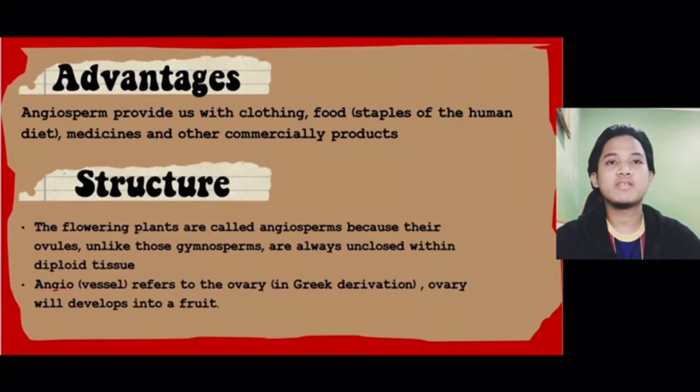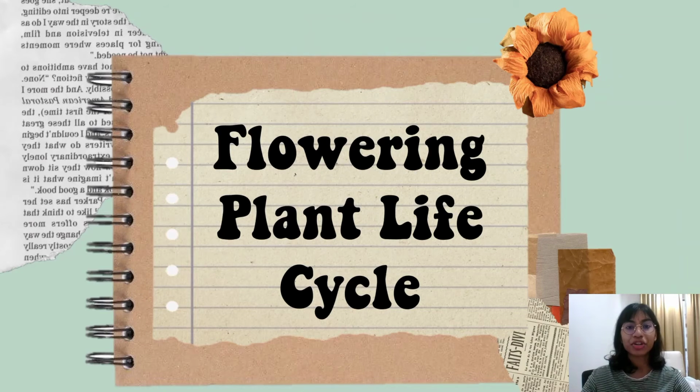Structure: the flowering plants are called angiosperms because their ovules, unlike those of gymnosperms, are always enclosed within diploid tissue. Angio, that's vessel, refers to the ovary in the Greek derivation. The ovary will develop. Now, let's move on to the flowering plant life cycle.